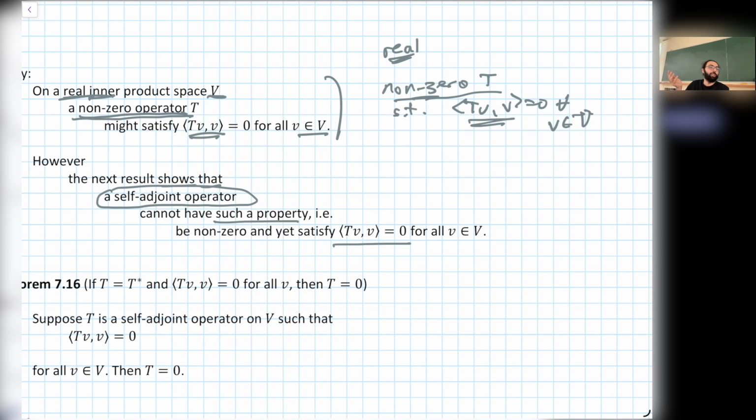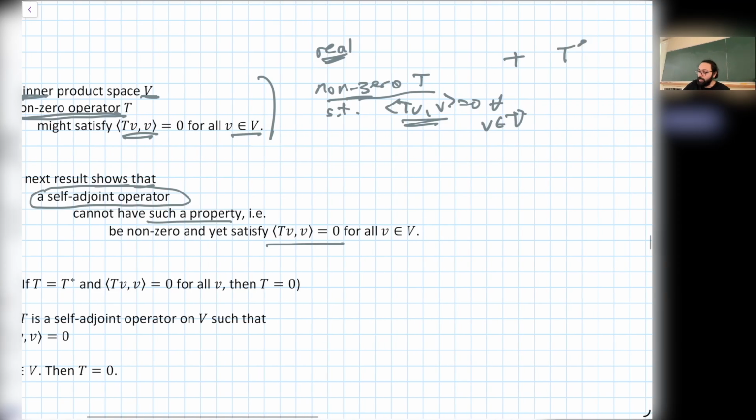What if you could only test on reals, right? Then the point is that if you additionally impose that T star equals T, like it is self-adjoint, then also it becomes the case that T has to be 0. Is that right?